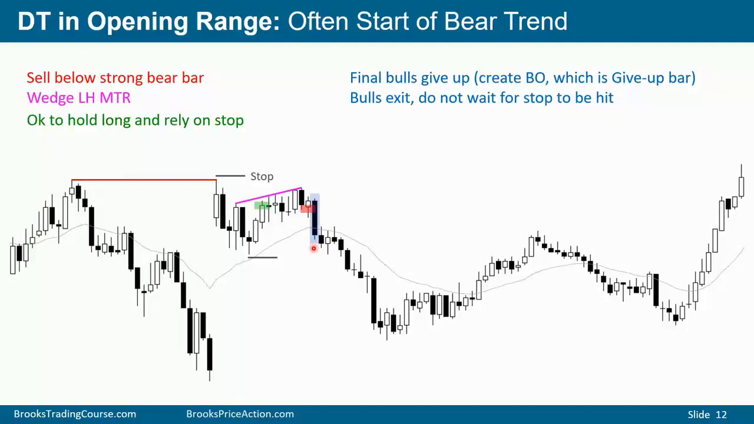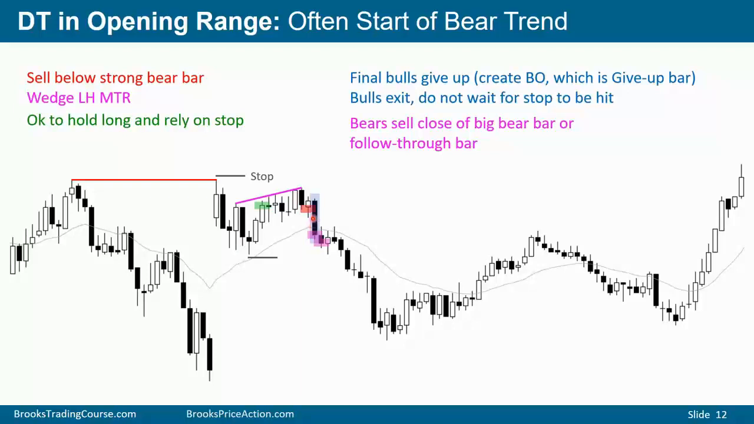This big bear bar is a sign that the bulls are finally giving up. The bulls who bought here or above here, hoping for a break to a new high, this bar is telling us that they're getting out. They're desperate to get out, they're eager to get out, and they all sold, and it created a big bear bar. And the bears saw that as well, and they sold in addition to the bulls.